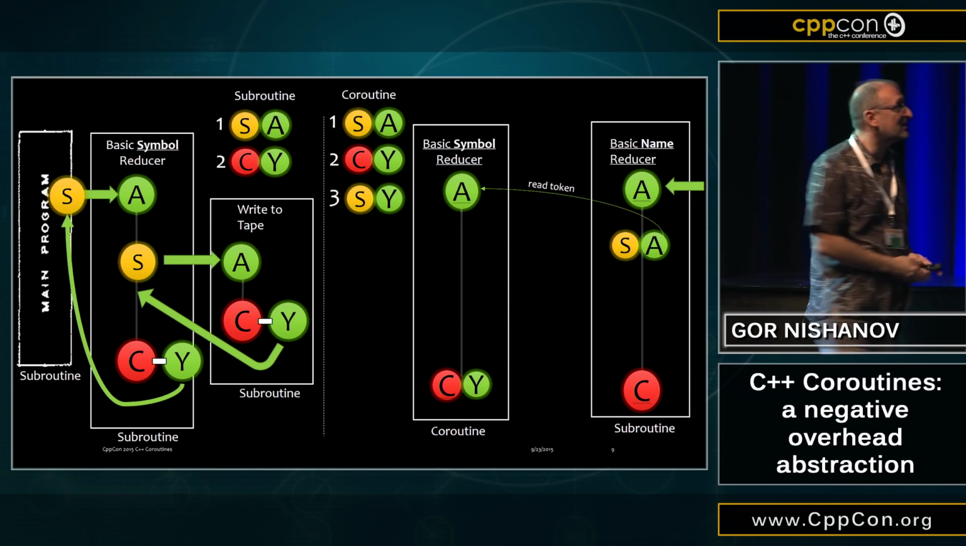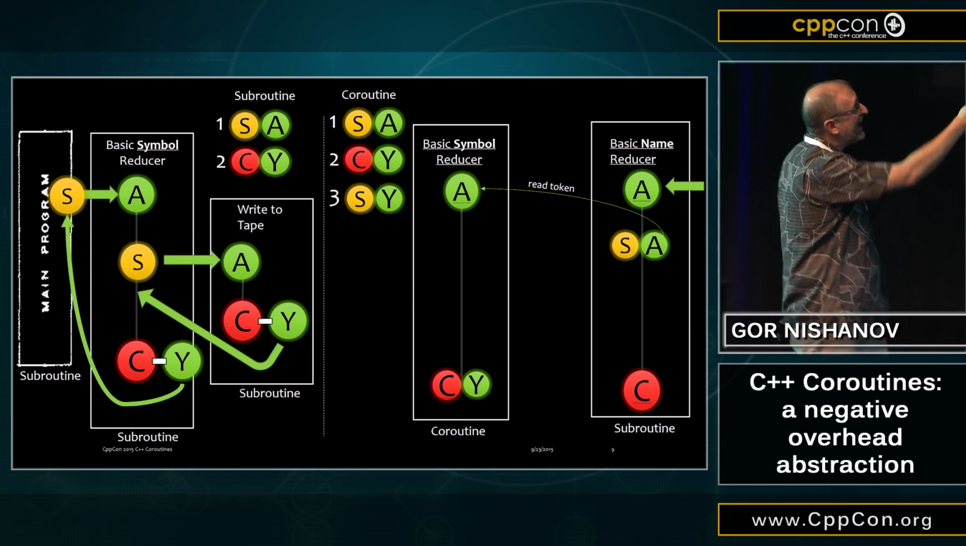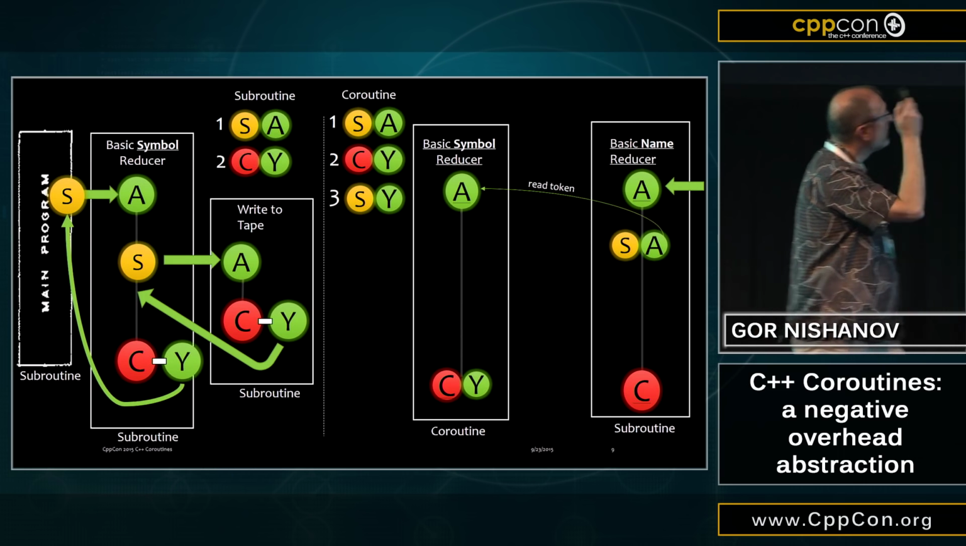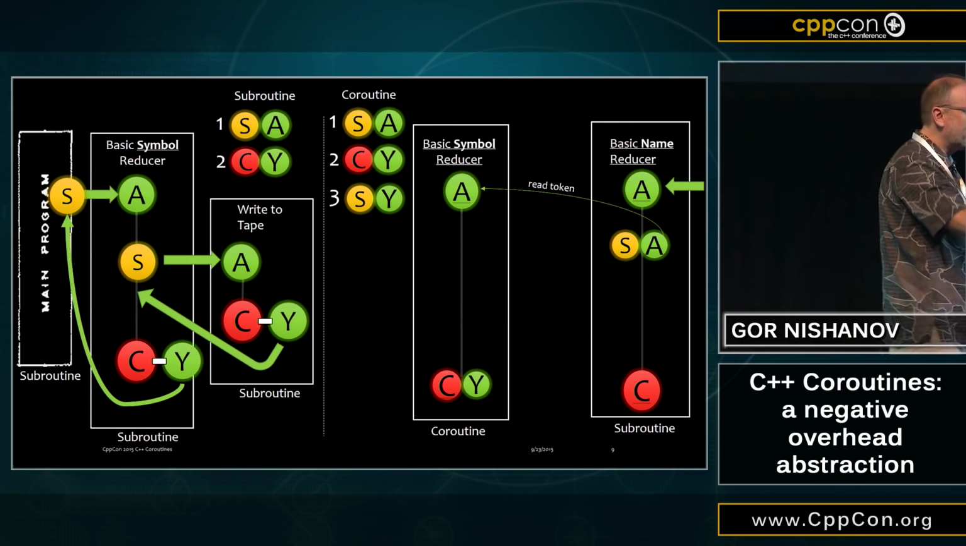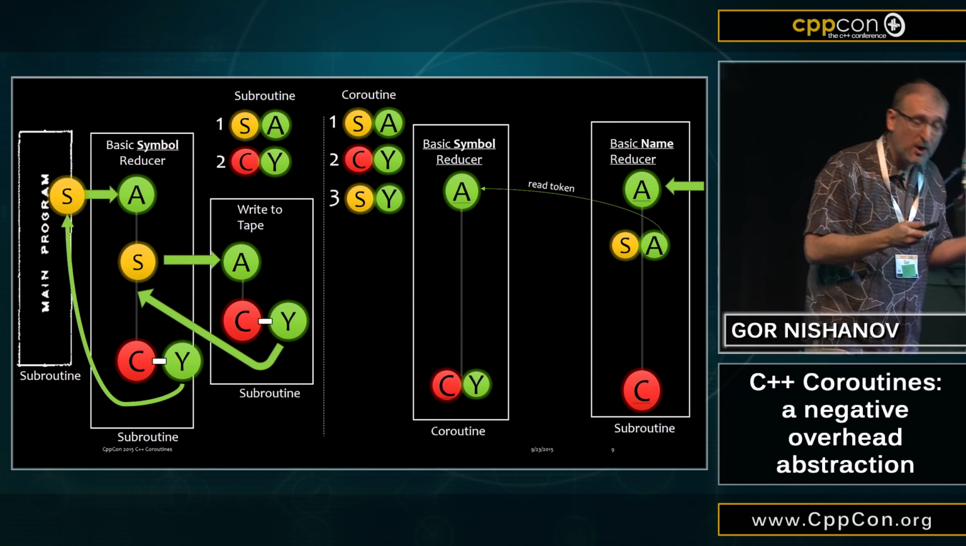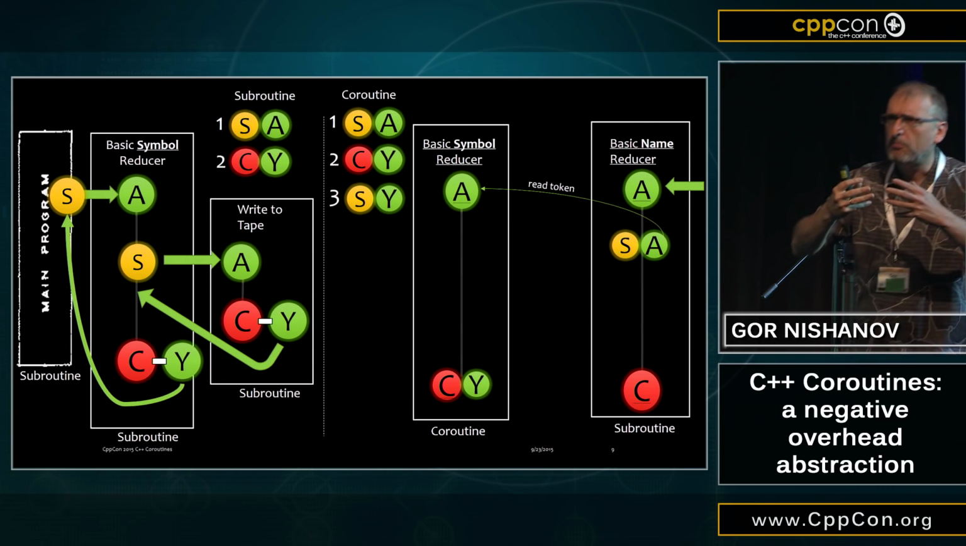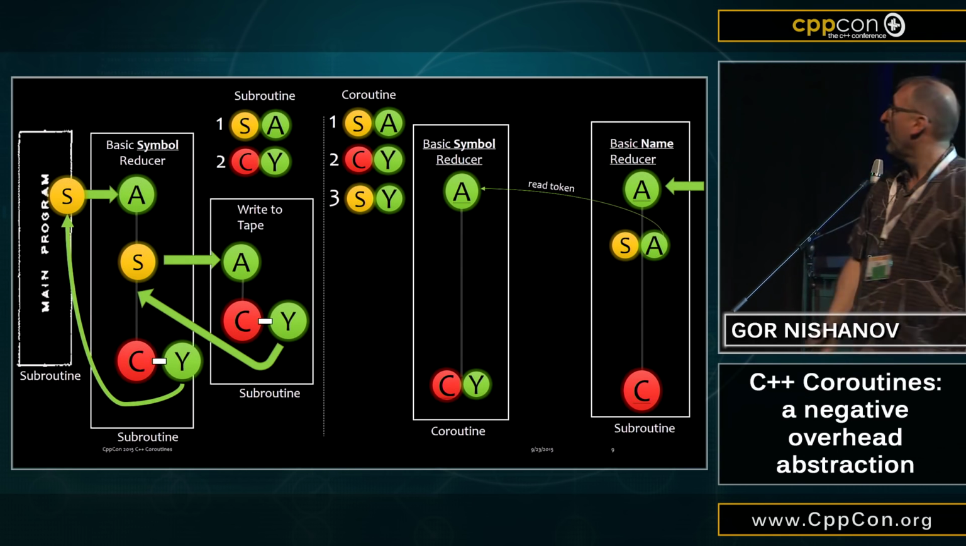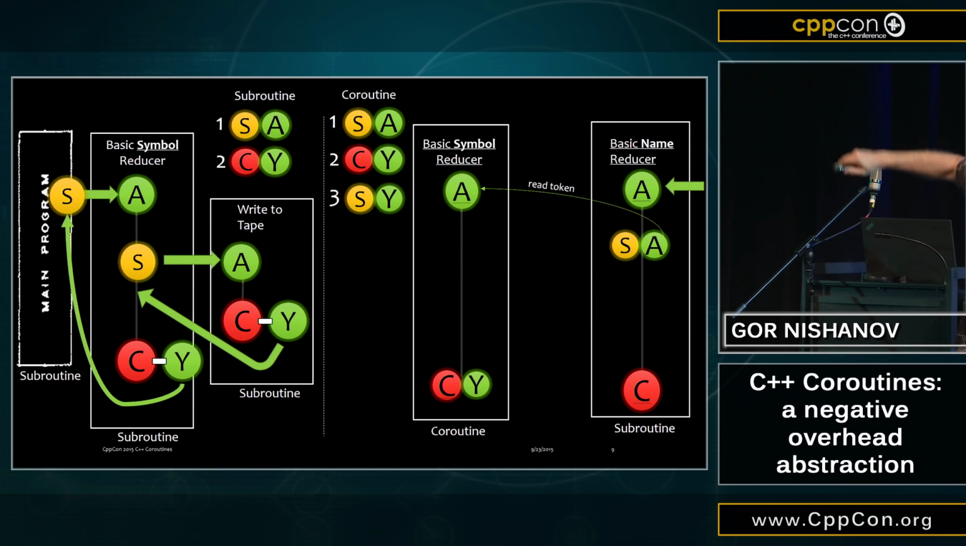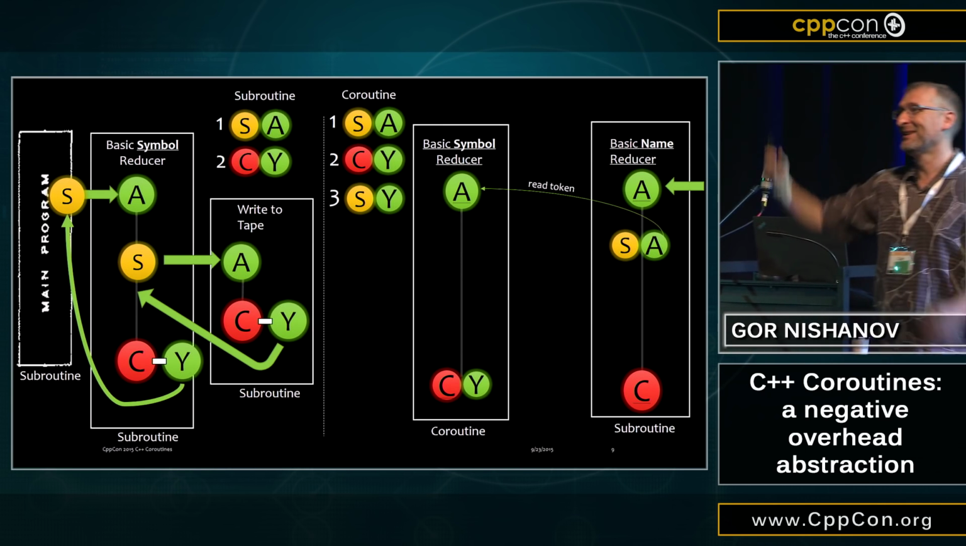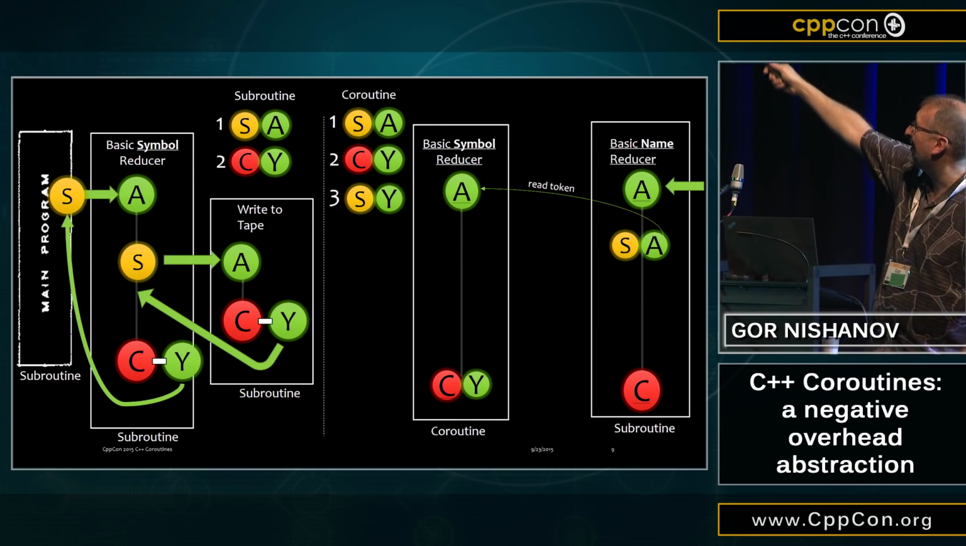And that's how essentially it went. So the main called the basic name reducer. This guy tries to call read token. It used to go to the punch card write routine. But instead, the little helper read token would say, oh, I can talk to a coroutine. I will activate that coroutine.